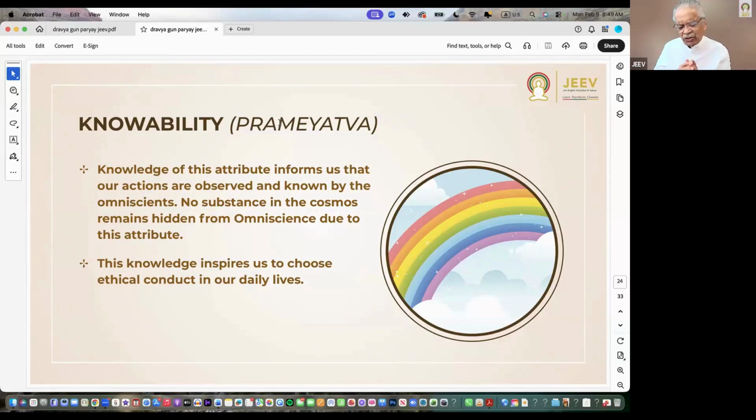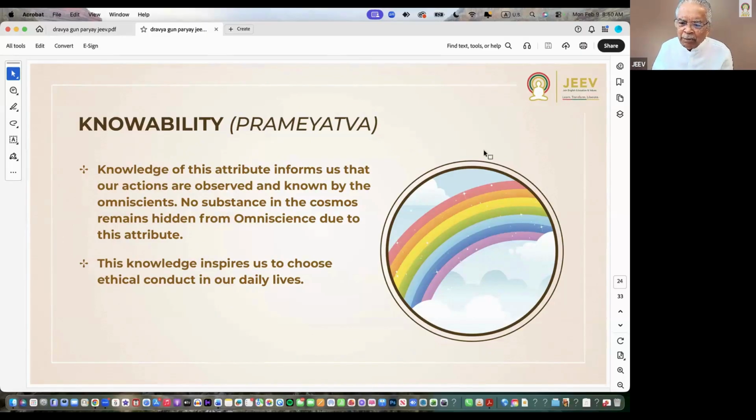Knowledge modification, knowledge mode, knows all the universal objects. At the same time, it can also know the self object. So the soul substance is an object. The soul substance is an object of knowledge, and the soul substance, by knowledge attribute and having a knowledge mode, has a subject attribute too, meaning knowing capacity and knowability also.